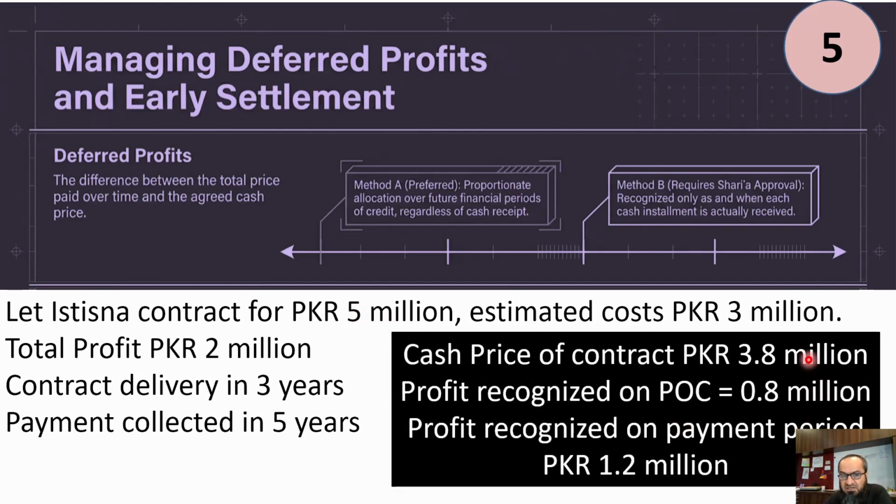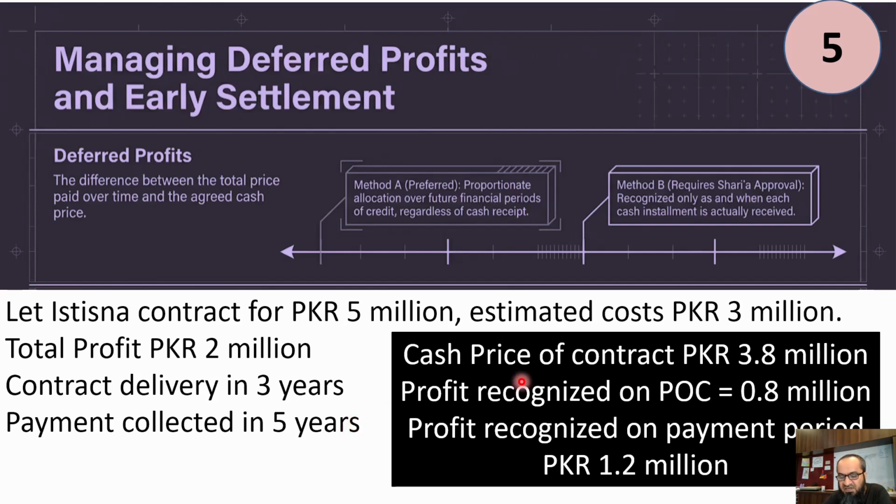It means that if the terms of the contract were such that the client will pay in 3 years, then we wouldn't have charged 5 million, we would have just charged 3.8 million and the cost would have been 3 million. So the cash profit, the profit which would have been recognized by the time we delivered the project, would be 0.8 million, which is 3.8 minus 3. It means the extra 1.2 million which we are charging is because we are extending the credit for 2 more years.